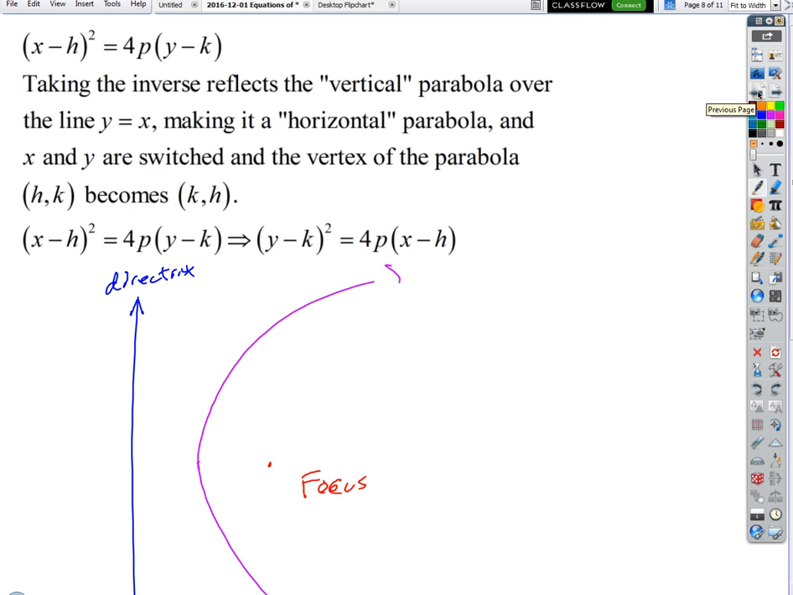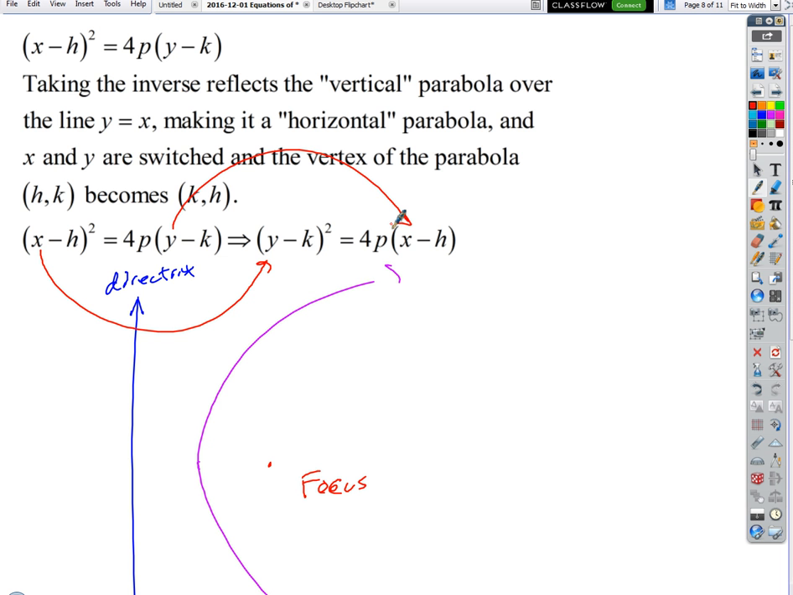Well, if that's how we do it, then really what we did to accomplish that by taking the inverse is just switch the x's and y's, right? So this x is going to become a y, right? This y is going to become an x. And then h and k really get switched too, don't they?